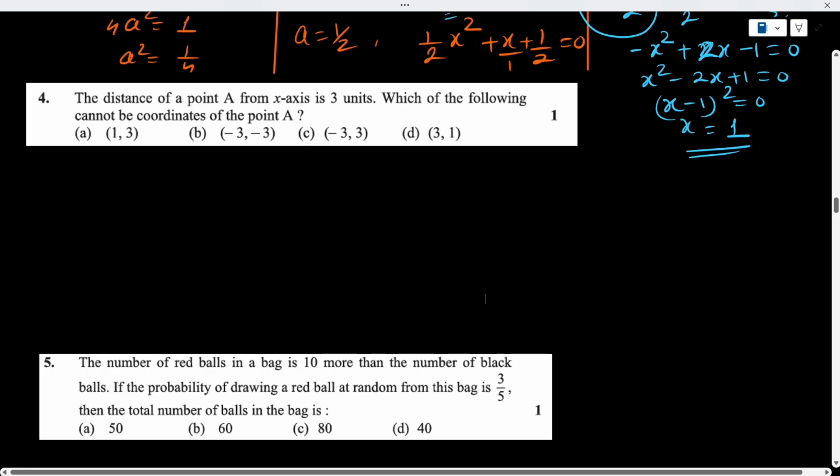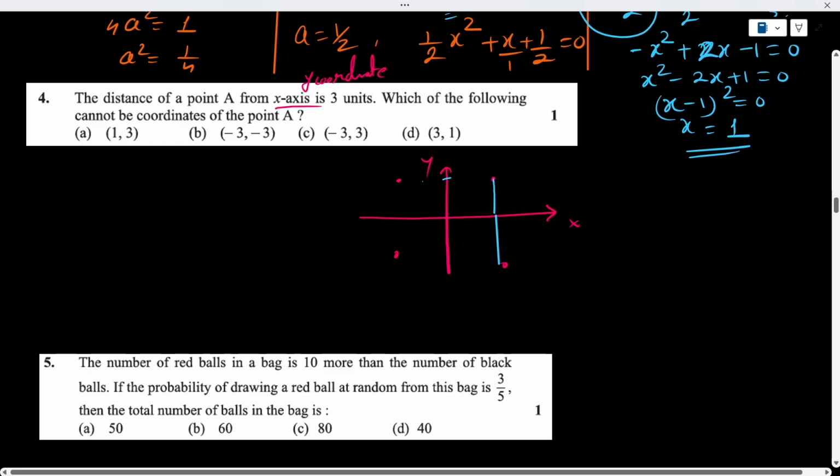What is given here? Question number 4 says the distance of a point A from x-axis is 3 units, right? So distance from x-axis, we have discussed, is always the y-coordinate. Why is it the y-coordinate? If you're not getting it, you can just draw a rough figure. If this is x-axis, this is y-axis, any point A, if you take it either here or here or here or here, the distance from x-axis is nothing but the y-coordinate. It is 3 units, right?